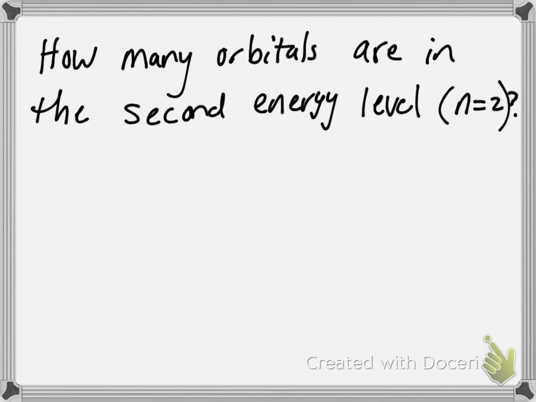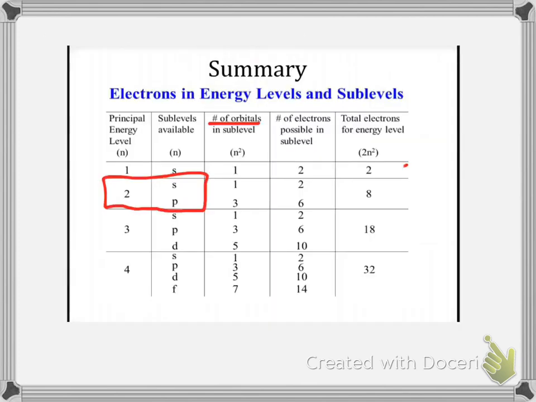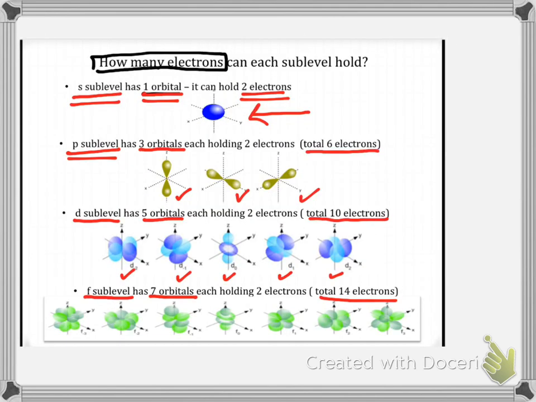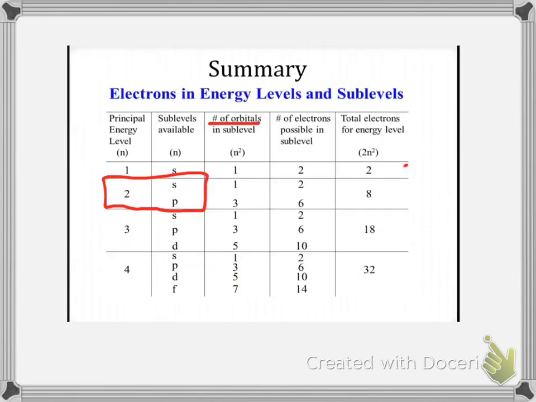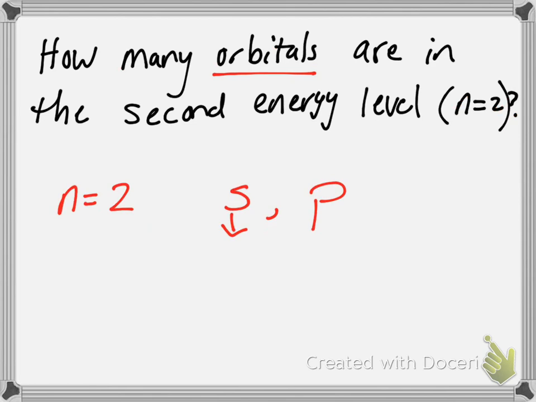Pause the video and try to answer this question. How many orbitals are in the second energy level? Second energy level, n equals 2. First level has S. Second level has S and P. How many orbitals does the S have? If you forgot, you can go back to this picture. S has 1 orbital. P has 3 orbitals. So how many orbitals total? 4. The answer is 4.